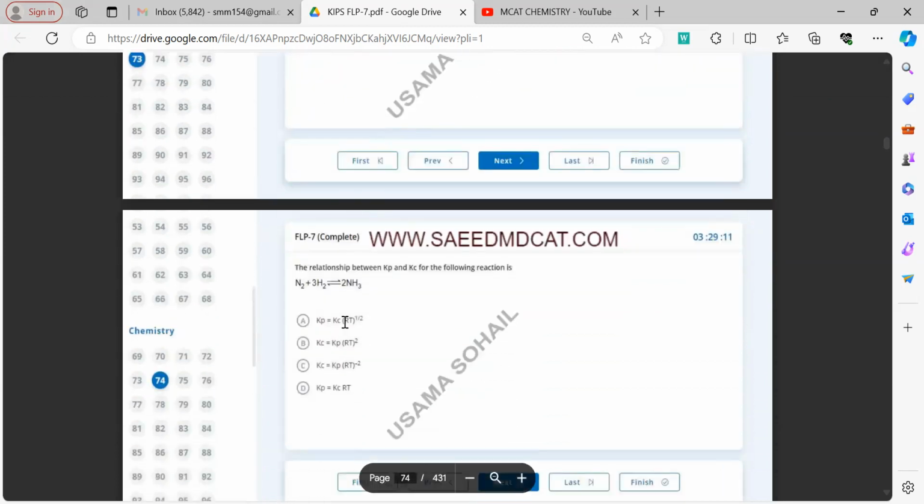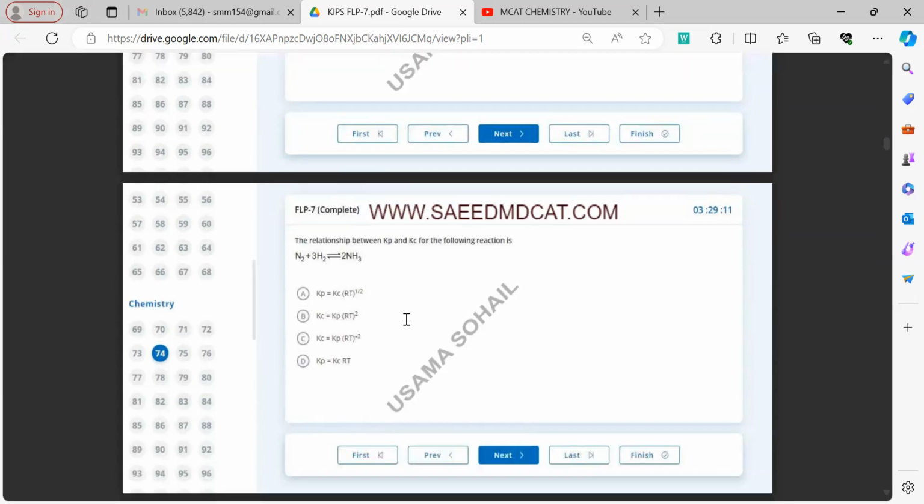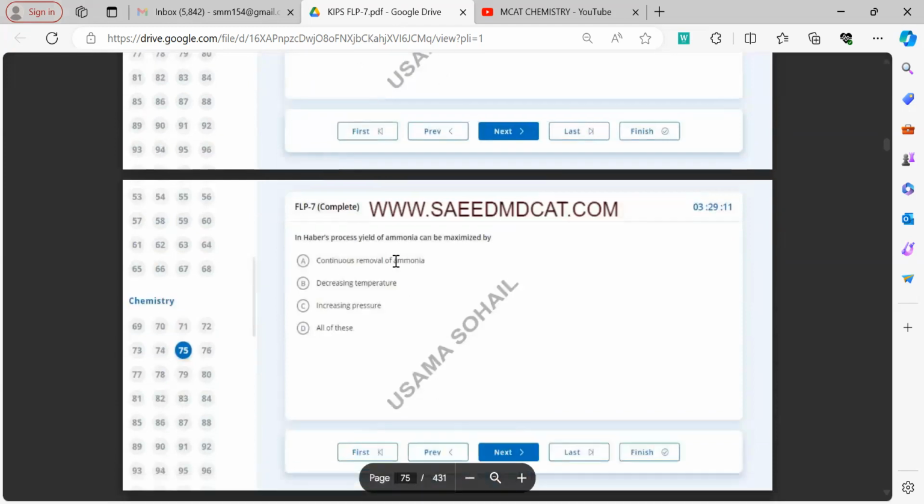In this question, you just have to see that in the products, there are fewer moles than in the reactants. For example, there are 2 moles of ammonia being produced, whereas there are 4 moles of reactants. So it will have a net -2 on the RT. However, because it's written in the form Kp equals Kc RT, when we bring it to the other side, it will change to Kp equals Kc (RT) to the power of 1 over 2. A is the answer.